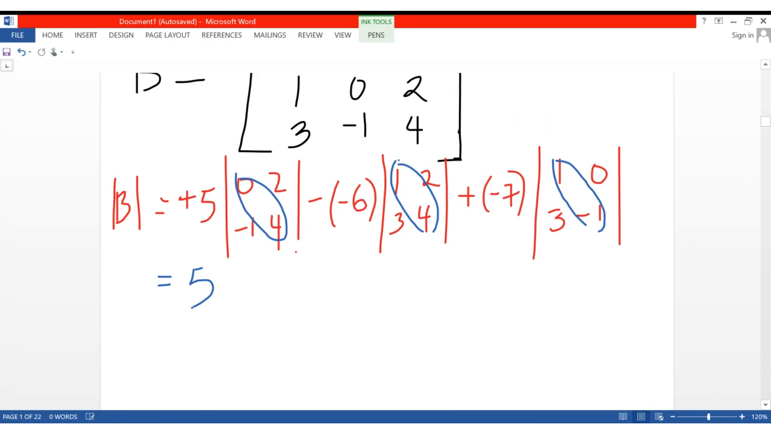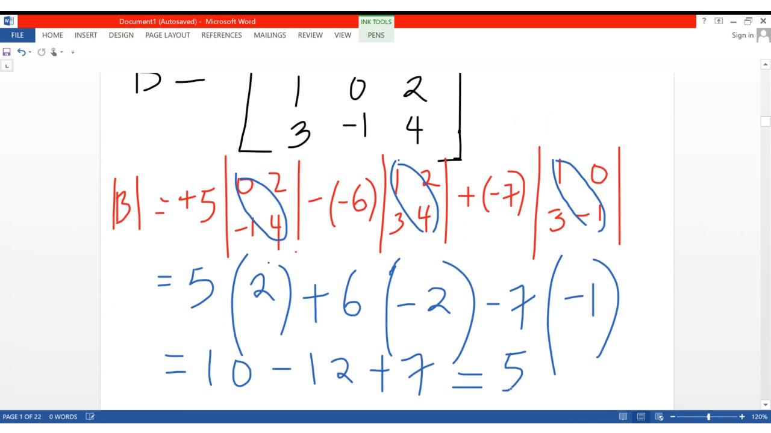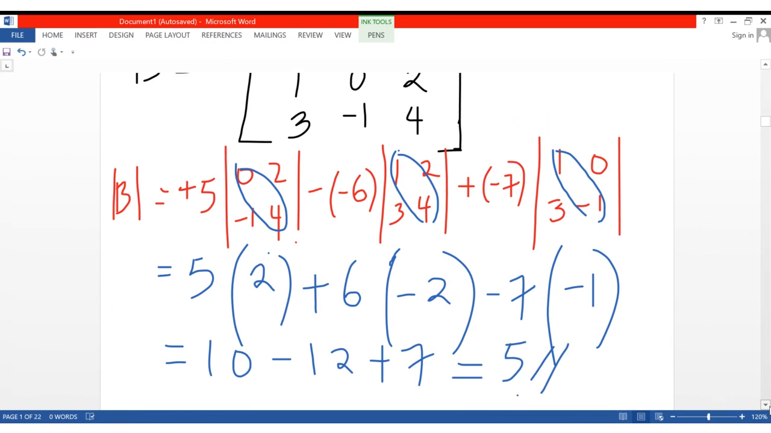5. That is 0. When you put 0 minus 2, you end up with just 2. The other one will be positive 6. The other one is 4 minus 6. You'll end up with negative 2. And then negative 7. That is negative 1 minus 0. You'll end up with still negative 1. Then that is 10 minus 12 plus 7. The answer will end up to what? 5. So you multiply the leading diagonal minus the minor diagonal, and I've shown you, even when you are doing the 2 by 2 matrix.